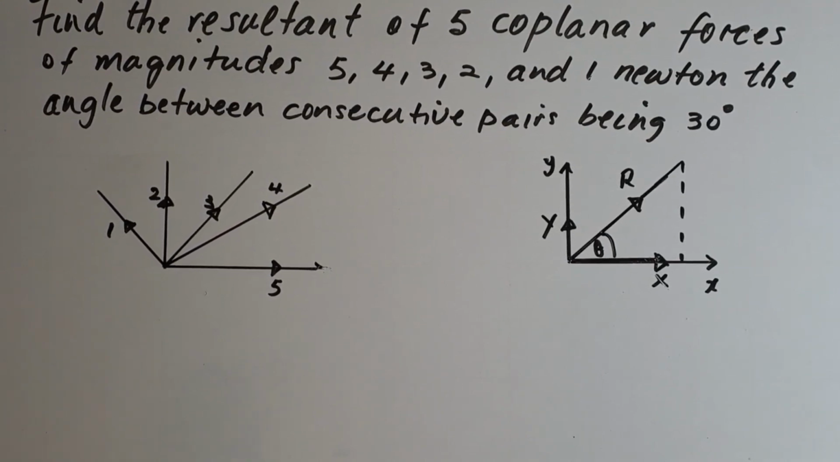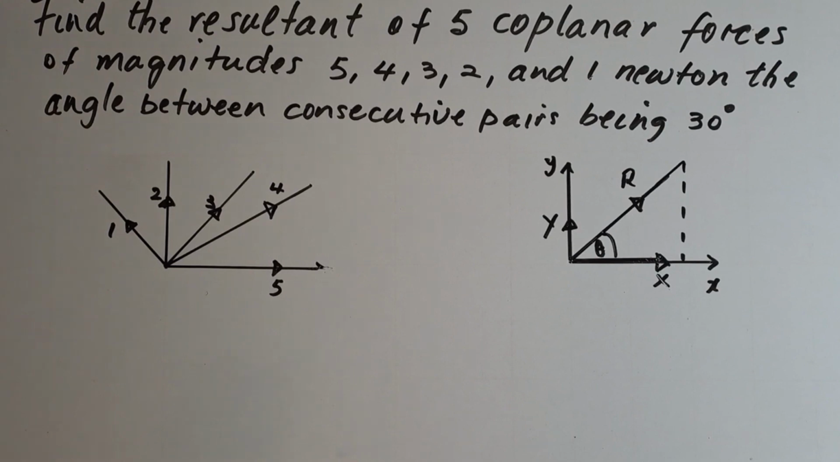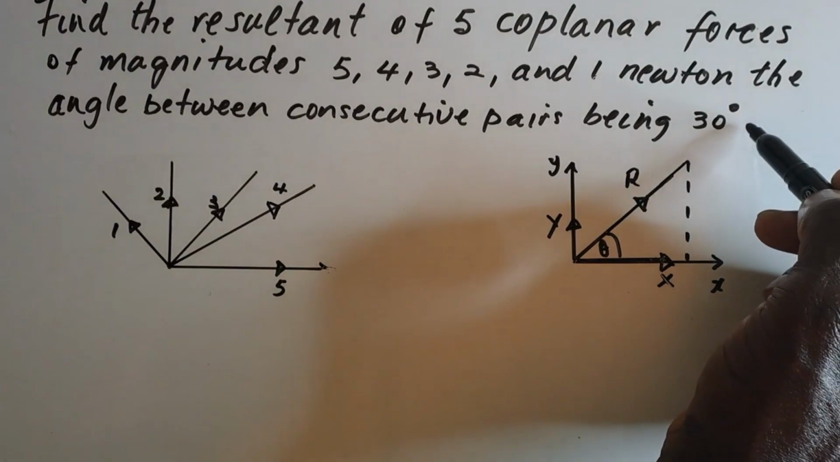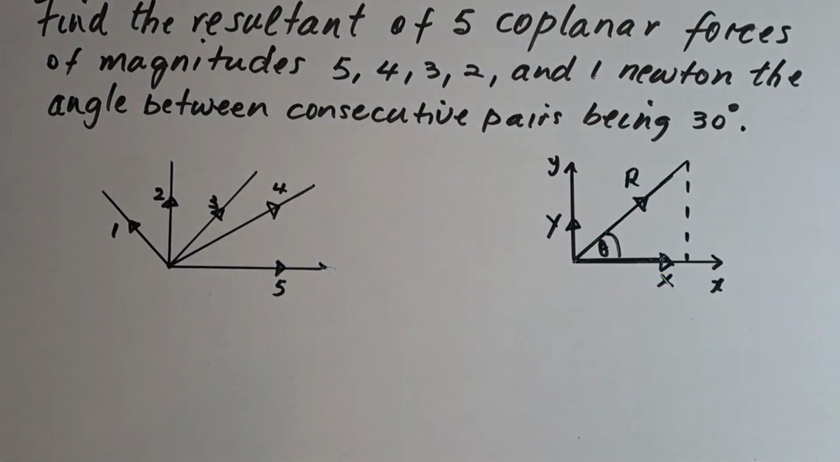Find the resultant of 5 coplanar forces of magnitudes 5, 4, 3, 2 and 1 Newton. The angle between consecutive pairs being 30 degrees. Coplanar means they're all in the same plane.